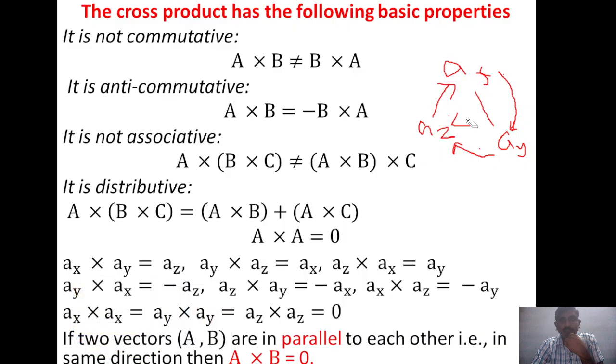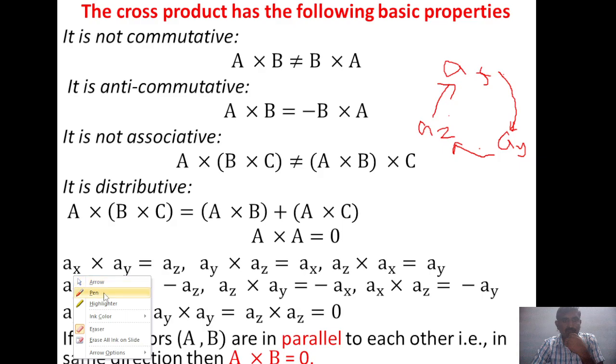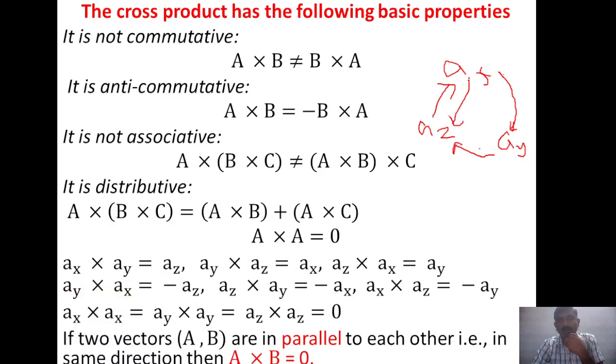You can take it as positive. Suppose it is not like that, it will be opposite. Suppose I am multiplying AX cross AZ. It is in the opposite direction to the rotation of the screw. So the answer should be AY, but you have to include a minus: minus AY. Likewise, you have to take it like this. So it's easy to remember by using the screw rule. Okay, thank you.